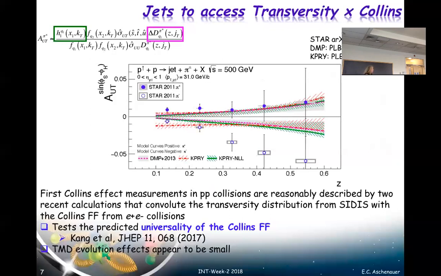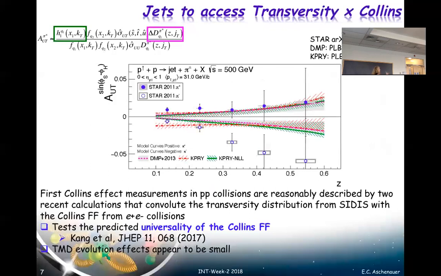Yes. So my question is then, if you extract the Collins function, how can you claim that you are sensitive to the transverse momentum of your initial parton if you have a collinear object? It doesn't. So it's a Collins fragmentation function. It's not exactly the same Collins mechanism as in SIDIS. It is. Because in SIDIS.